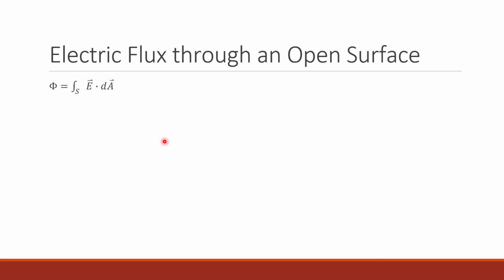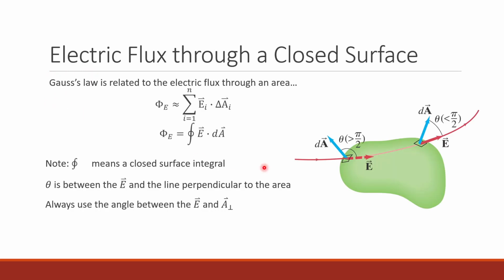So we have the electric flux through an open surface. It gives us quite a simple equation here, but I have it better described through a closed surface. So we can first talk about a closed surface. Gauss's law is related to electric flux through an area, and so we want to know how to describe our electric flux given a closed surface area.